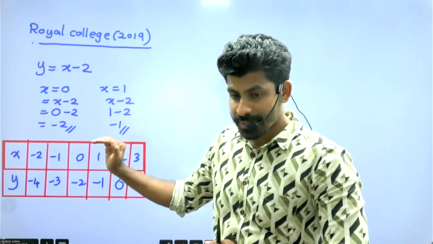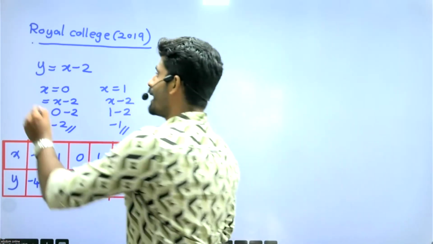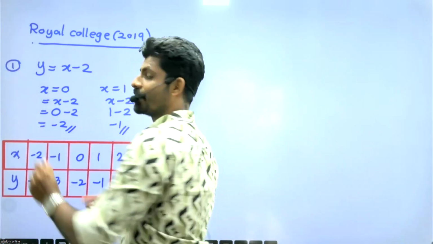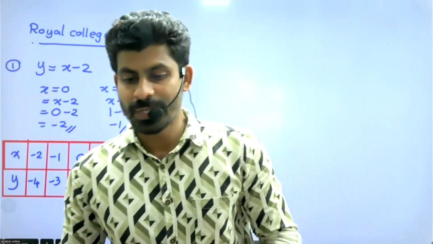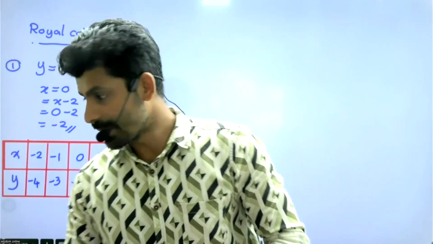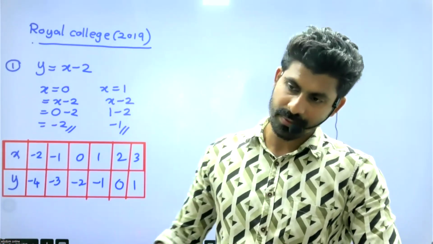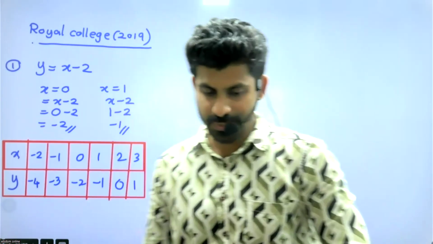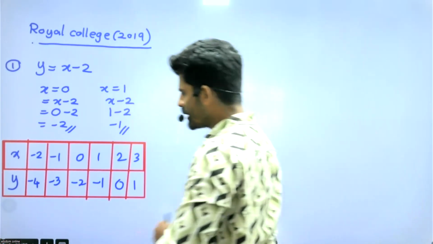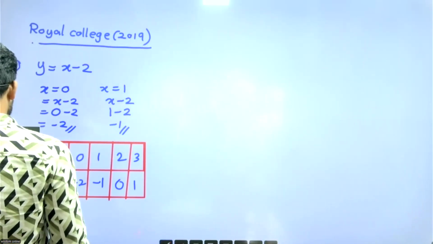Now you can complete the table. First one, kids, fill in the blanks. Then you need to draw the graph using a suitable scale, right? Now we need to draw the graph. Let's quickly draw the graph.